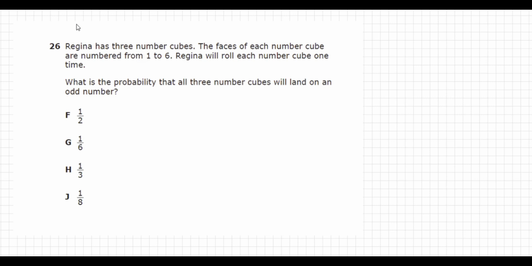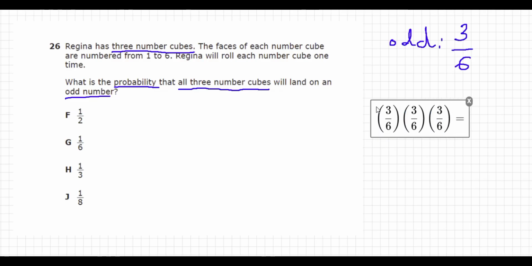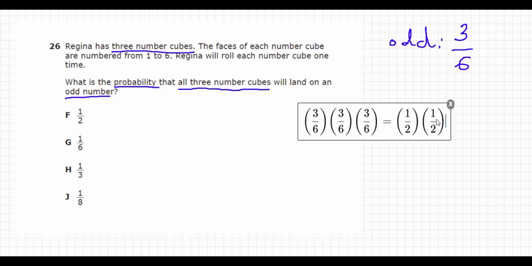Question number 26. Regina has 3 number cubes. The faces of each number cube are numbered from 1 to 6. Regina will roll each number cube one time. What is the probability that all 3 number cubes will land on an odd number? There are 6 faces on a cube and 3 odd numbers. Hence, the probability of each cube is 3 over 6. 3 cubes means 3 over 6 times 3 over 6 times 3 over 6, which equals 1 over 2 times 1 over 2 times 1 over 2, which equals 1 over 8. Therefore, J is the correct answer.